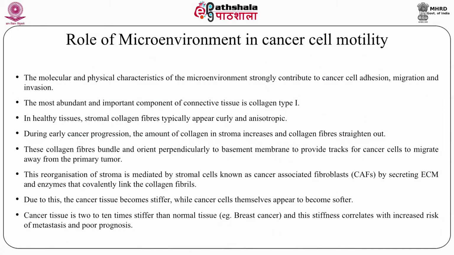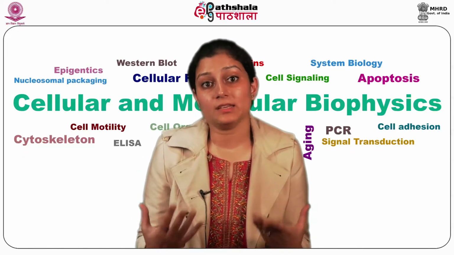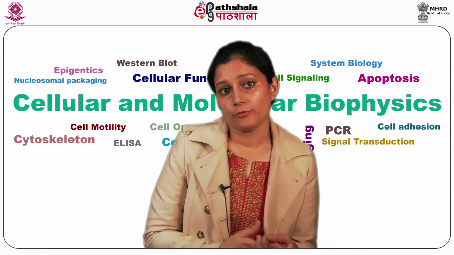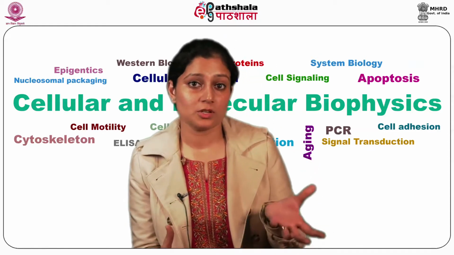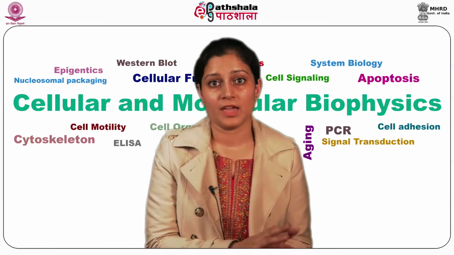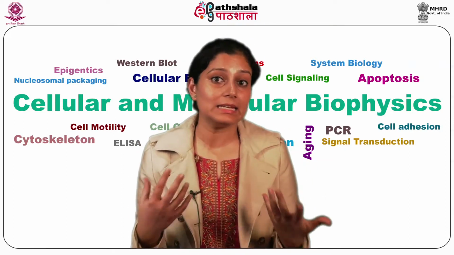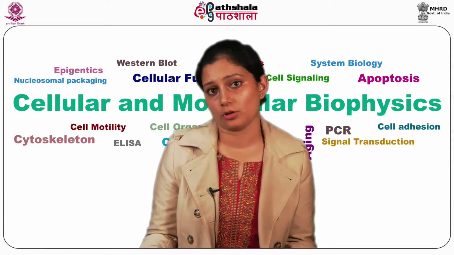from the primary tumor. This reorganization of stroma is mediated by stromal cells known as cancer-associated fibroblasts, that is CAFs. CAFs secrete ECM and enzymes that covalently link the collagen fibers. Due to this, the cancer tissue becomes stiffer, while the cancer cells themselves appear to become softer. Cancer tissue is 2 to 10 times stiffer than normal tissue. For example, the breast cancer tissue is much stiffer than the normal breast tissue. And this stiffness correlates with the increased risk of metastasis and poor prognosis.